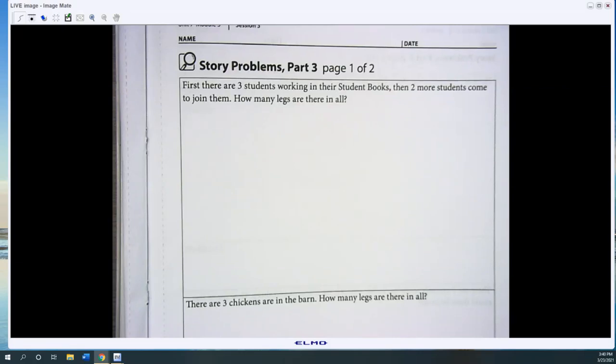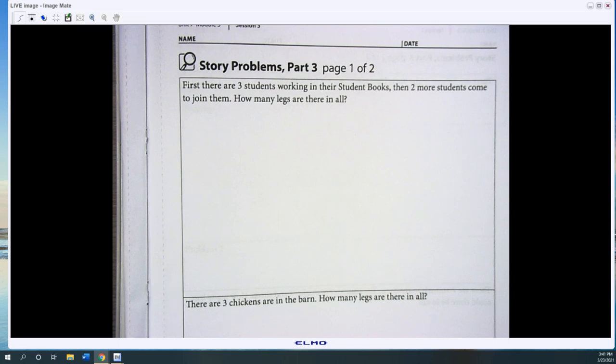Hi, kindergartners. Today for math, we're going to be solving more math problems, but we are going to solve them about people and animals and discussing some ways that people and animals are alike. So you will need your student notebook again. Go ahead and turn to page 23, and we're going to look at the very top one.